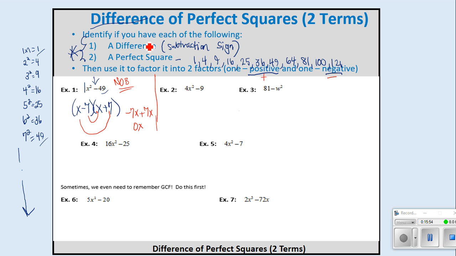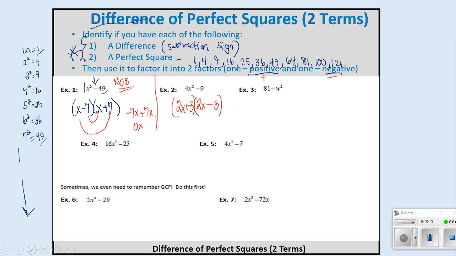We have a negative sign, so we have a difference. So what did we say makes 4? 2 and 2. What do we say that makes 9? Well, that'd be 3 and 3. What are their signs? One's positive, one's negative. It doesn't matter which way you write them. They're exactly the same, but opposite in sign.